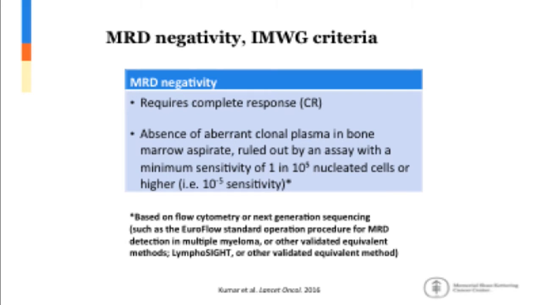The way we define it in this disease is that we require the patient fulfills the criteria for complete response as previously defined for many years now. And in addition, absence of abnormal clonal plasma cells in the bone marrow with an assay that has a sensitivity of 10 to the minus 5. So that means you rule out one cell in 100,000. And the way we have written these criteria is that you can either use flow cytometry or you can use sequencing, as long as you have a validated assay that can deliver a sensitivity of 10 to the minus 5.